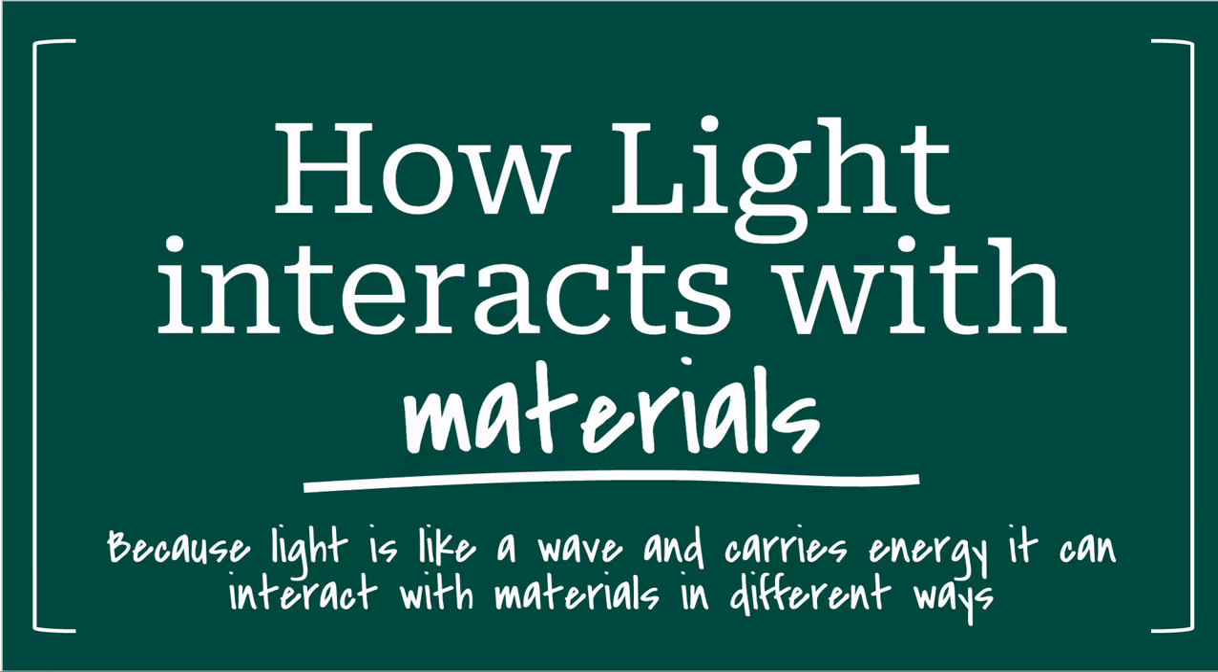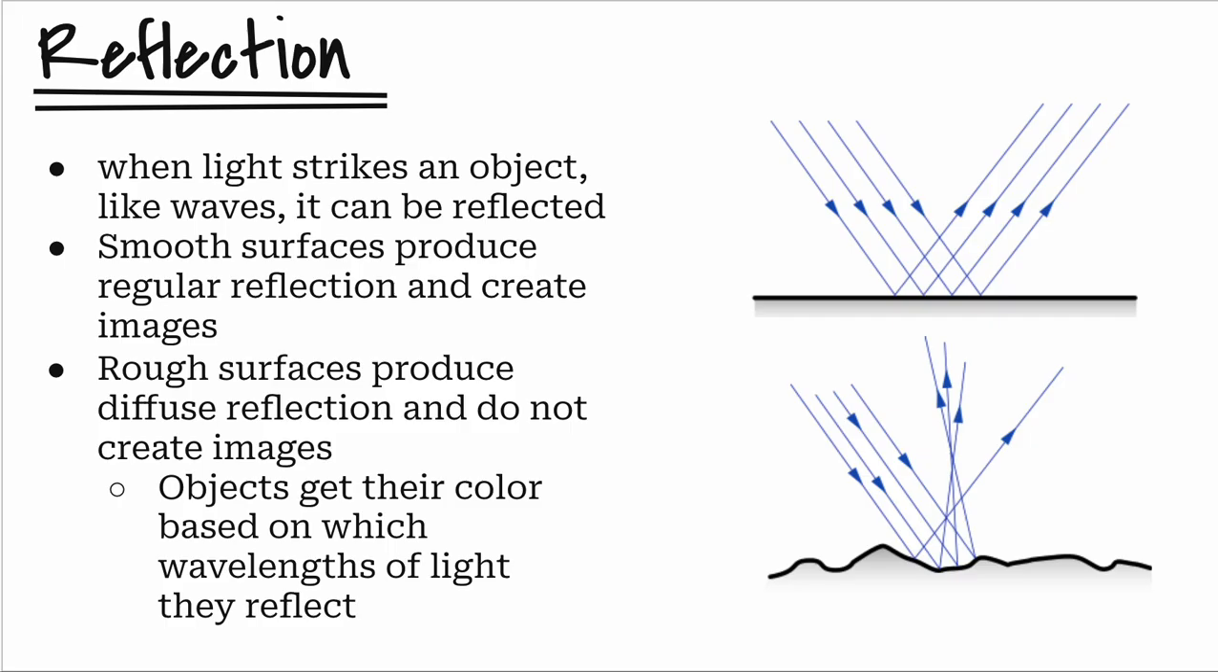Now let's talk a little bit about how light interacts with different materials. Because light is like a wave and it carries energy, it can interact with materials in several different ways. Okay? First of all, we get reflection. You're familiar with the concept of reflection. Light strikes an object and it bounces off of that object. Okay? Smooth surfaces produce what we call regular reflection.